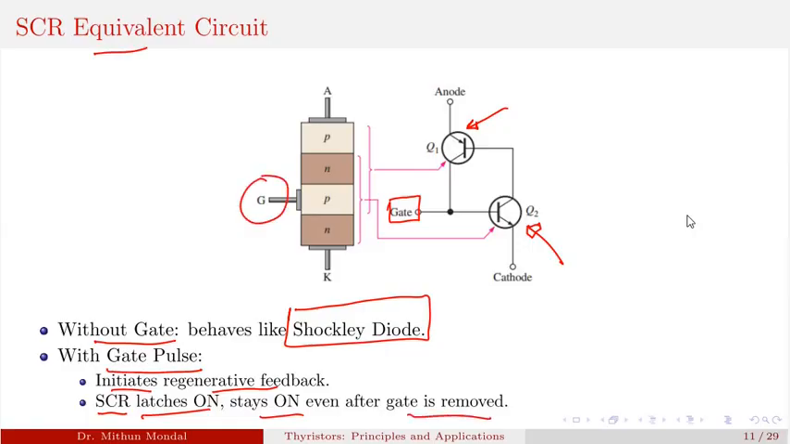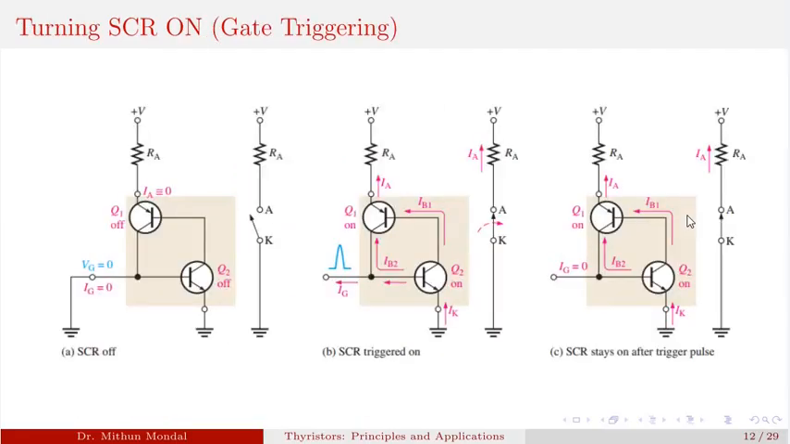This gate signal is used only to turn on the thyristor. Once the thyristor is on, you can remove the gate signal and the thyristor will keep on, which is known as the latching behavior. So if we discuss the equivalent circuit for the gate triggering and the turn-on of the SCR, initially you see that there is no gate signal and the SCR is off, which is represented by an open switch in the case of the SCR.